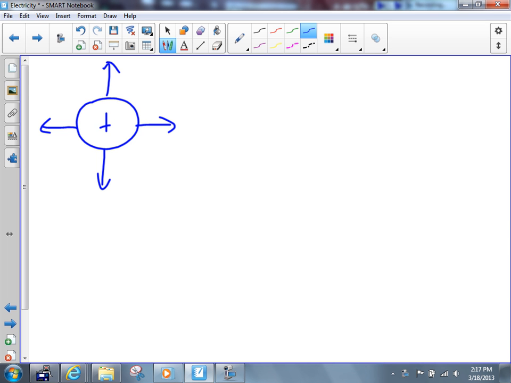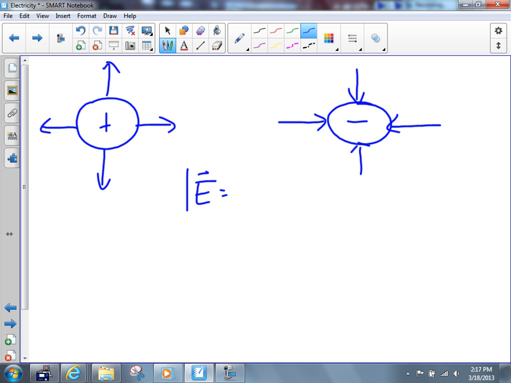The second field that we looked at was surrounding a negatively charged producer. It moves, or it acts toward the producer. It's non-uniform as well. These field lines are also not parallel, which means the strength of the field varies depending upon what location you're at. Both of these fields can be described by the producer equation, the one we learned last week: E is equal to KQ over R squared.